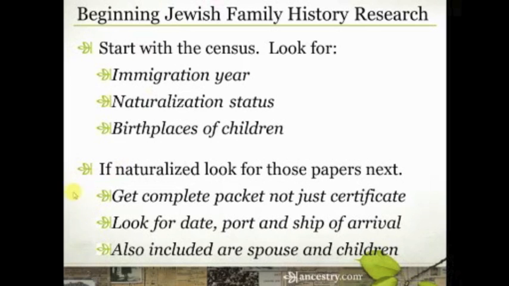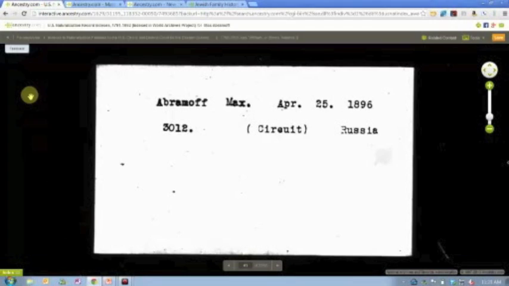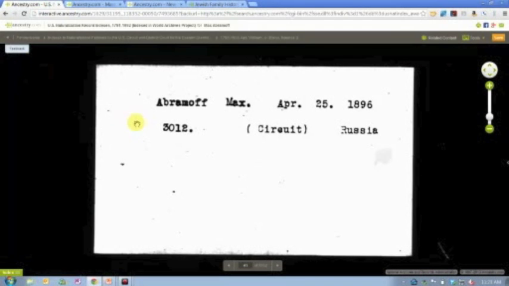Also, that naturalization paperwork, because for much of the early 1900s, women and children were naturalized under the head of the household, it will include information about the spouse and the children. So you're going to find those on Ancestry.com as well. However, there's two different kinds of naturalization documents on Ancestry.